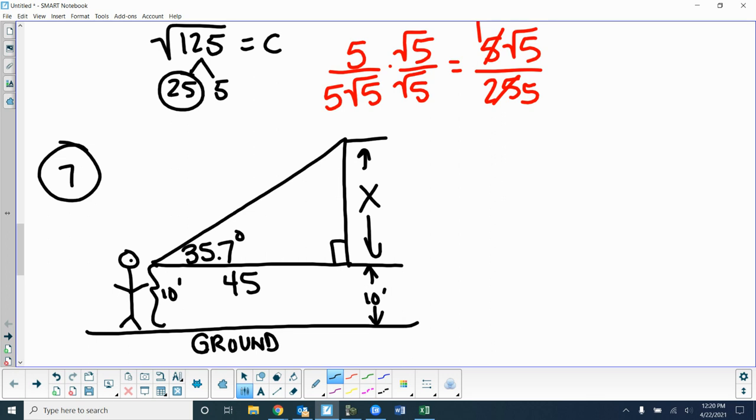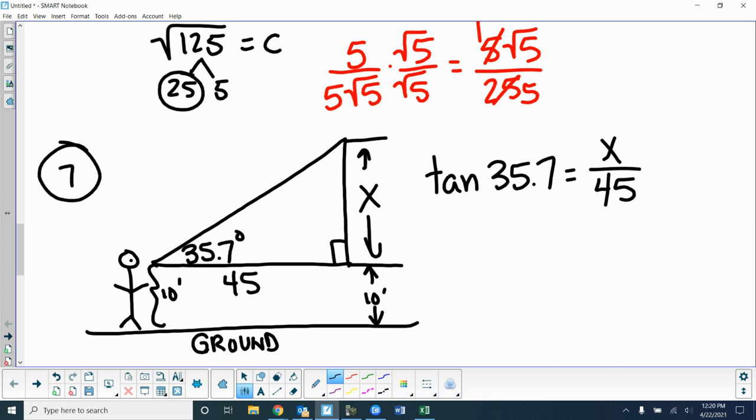The X is which side? Opposite. The 45 is adjacent. So which trig function? Tangent. Good. So that's how we write our equation: tangent of 35.7 equals opposite X over adjacent 45.